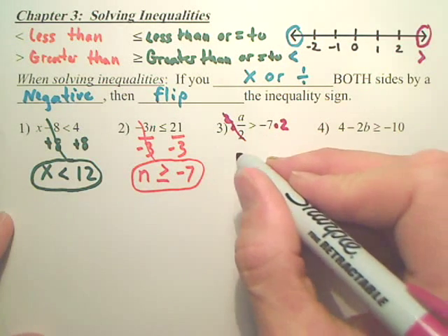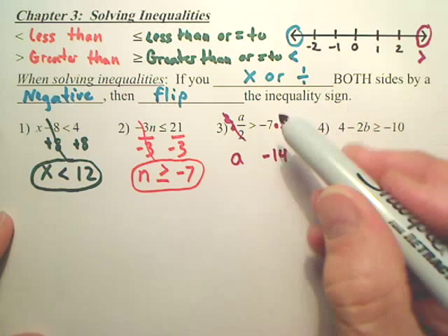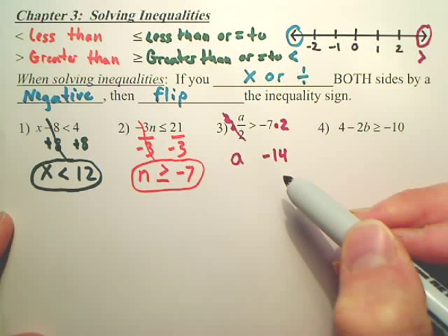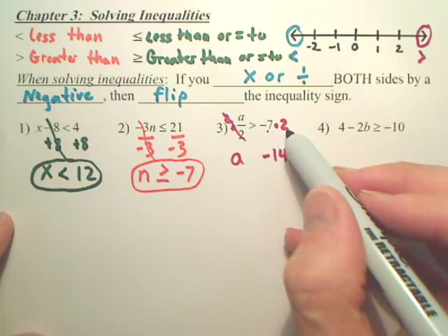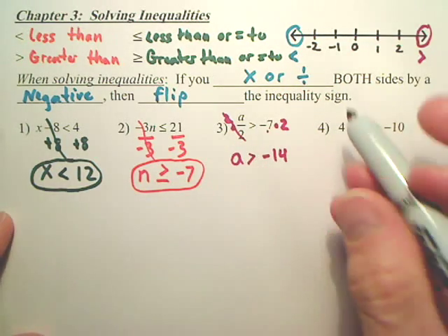Cancel that. I get a. Over here I get negative 14. And did I multiply or divide by a negative? No. I didn't divide or multiply by a negative. That is a negative, but I didn't multiply or divide both sides by a negative. So the sign does not flip. It stays.